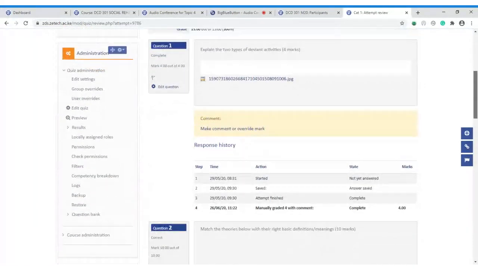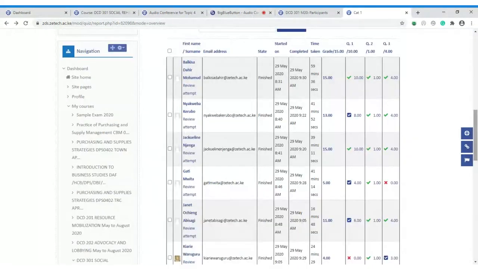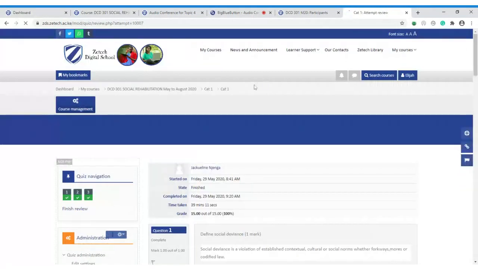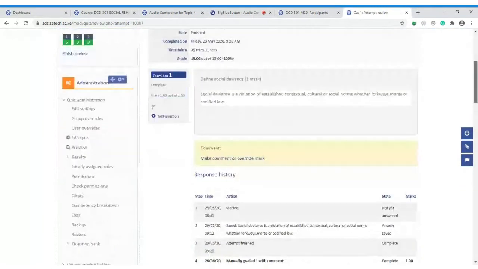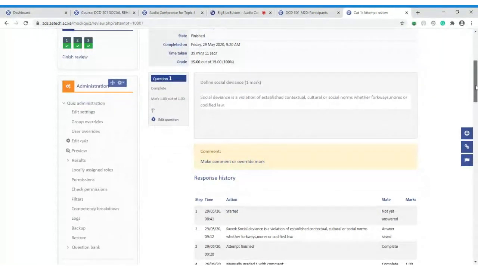So okay, it's hard to use this one. I want to use one of your students' work. Okay, we had a number of questions. The first one was to define social deviance.